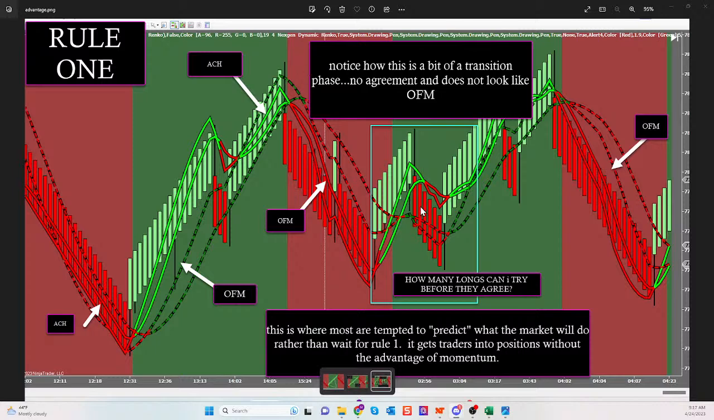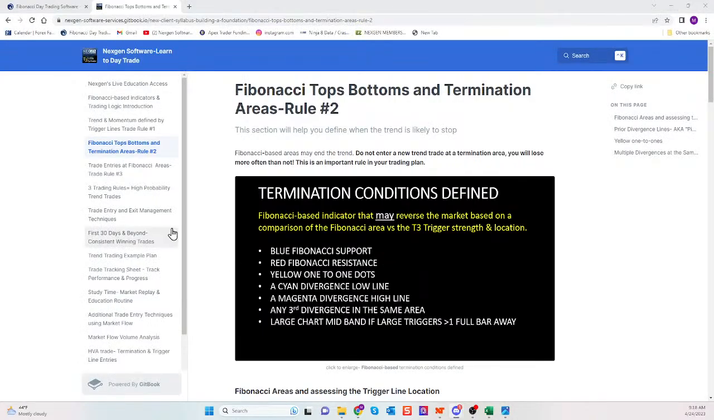And then guys, this is going to be one of the key things. You're going to see when those trigger lines don't agree with one another. This is nothing more than those deep pocket investors trying to work things out. And this is where Nexgen users have the advantage. You can sit on your hands and do nothing when there's nothing to do. And this is where most people find themselves trying to predict what the market's going to do. Let them figure it out, and then we'll wait for that advantage to get us in.